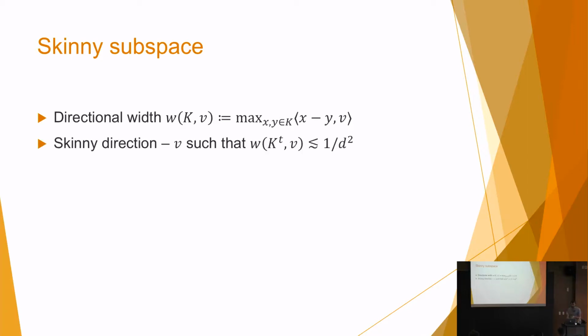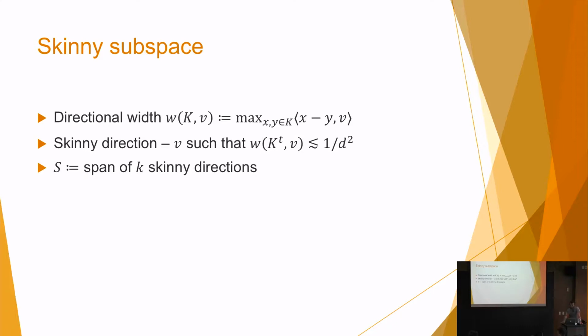So I first want to make sure it's very clear what I mean by a skinny subspace, because this is an important idea to really understanding what's going on with this algorithm. I first define the directional width of some convex set. I fix a unit vector v, and it's the maximum inner product I can have between a vector in that set and the unit vector v. I'll define a skinny direction to be roughly one in which the feasible set has directional width something like 1 over d squared. It ends up not mattering, it's basically 1 over poly d.